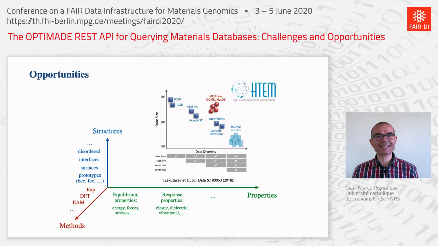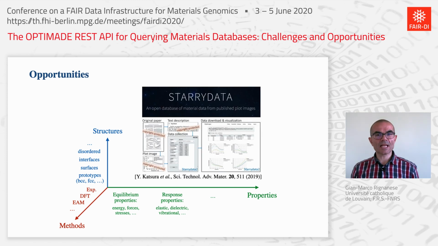As can be seen in this figure that I already showed, most of the past scientific data are not accessible because they are buried in plot images in articles. Here, I would like to highlight the Starrydata initiative by Yukari Katsura, in which they want to recover as many data as possible by plot digitization. This initiative involves a lot of human time, but they hope that in the future, every data in published papers become accessible in digital form.